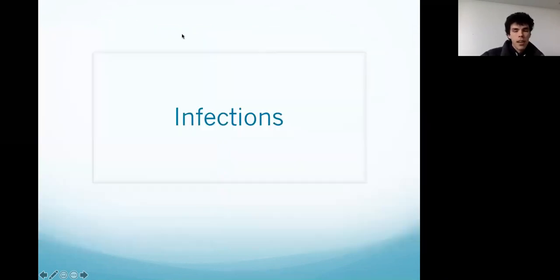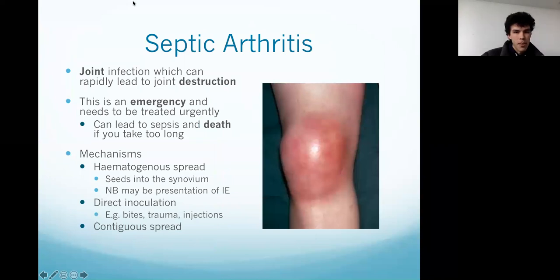Okay, infections are the other monoarthropathies, and these are very important because you can die from this. So this is probably the only real, big alarms blaring emergency in rheum, or in MSK maybe. People can get septic and they can die if you take too long to fix it.